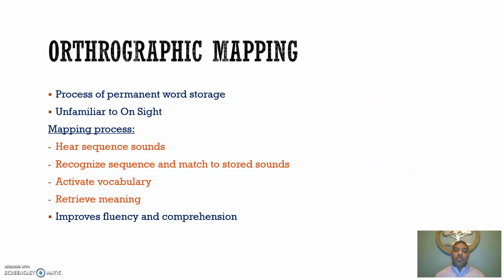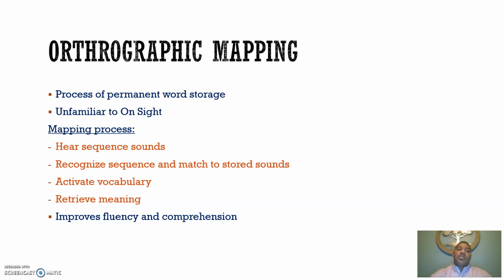And then you have orthographic mapping. Orthographic mapping is where we now develop a permanent storage of words, sight words, and a lot of words have become familiar to us, and we can take unfamiliar words and build into where we can quickly learn what that word is, and now it becomes a sight word, and we just continue to build that word bank.